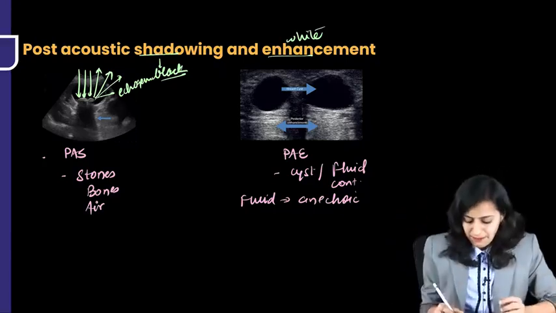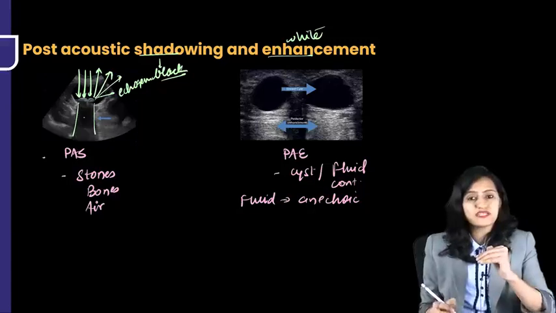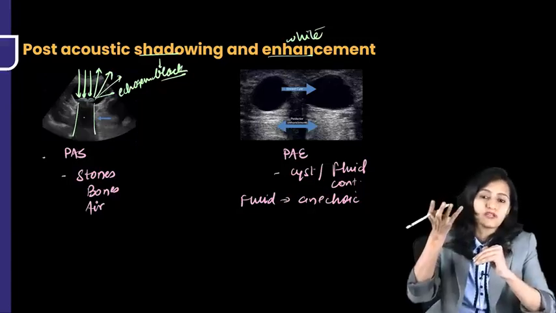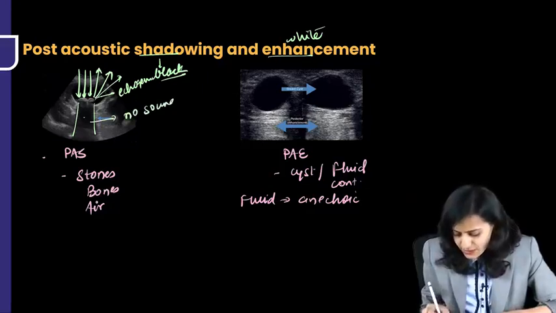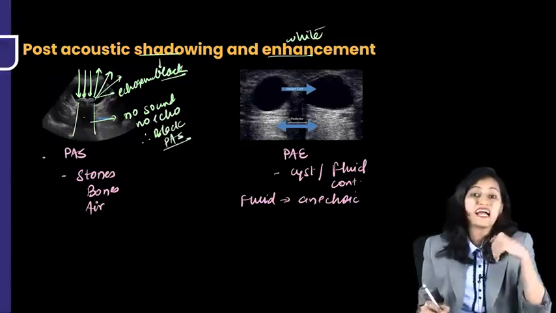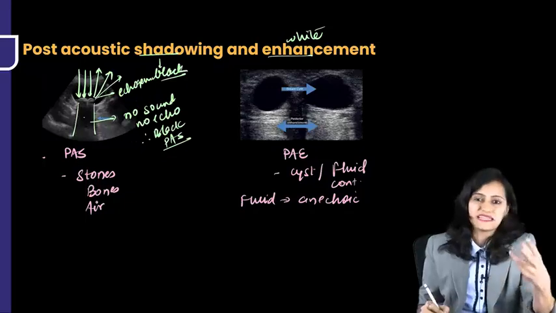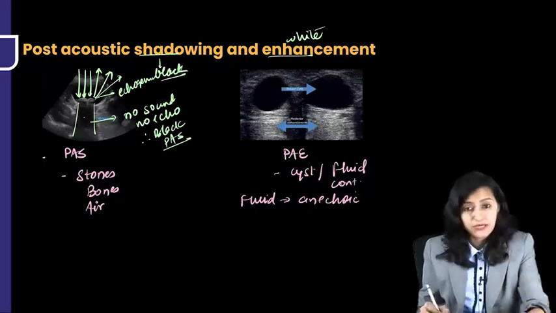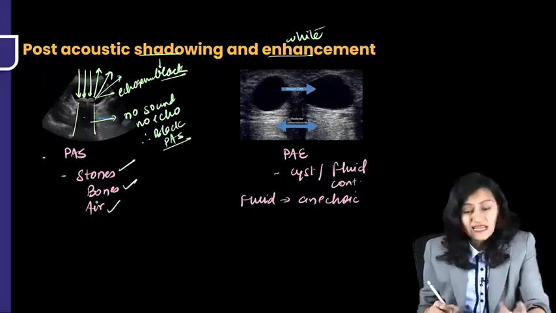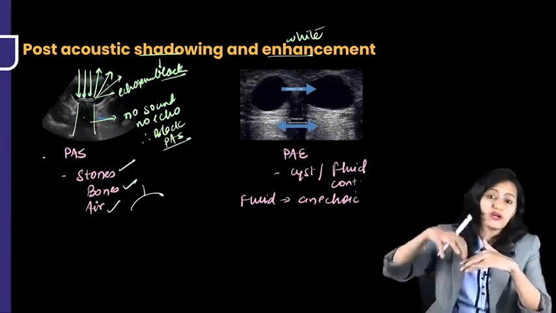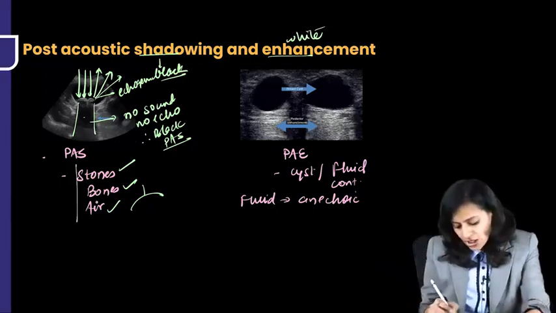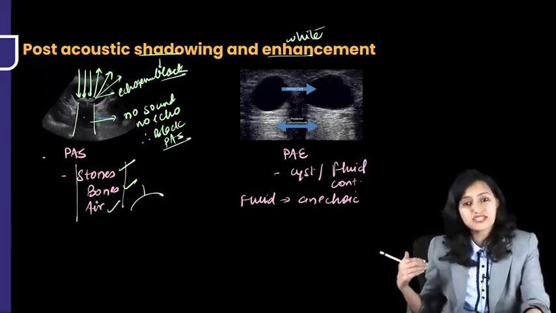So behind it, there is no sound reaching there. So there is no echo produced, so there is no signal. Behind the stone there is no sound reaching, so there is no echo and therefore it appears black. That is posterior, that is behind the stone. Acoustic is related to sound, ultrasound, and shadowing. So stones, bones and even air, because air is not a good conductor of sound, will not allow the sound to penetrate. All of these give posterior acoustic shadowing.